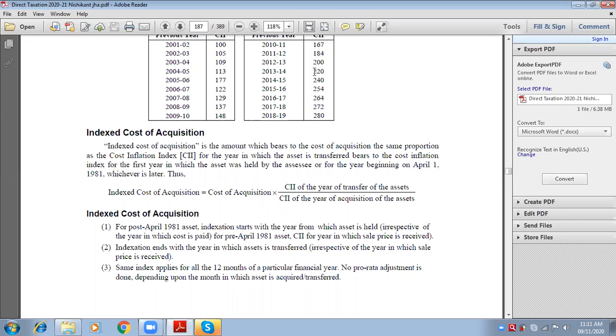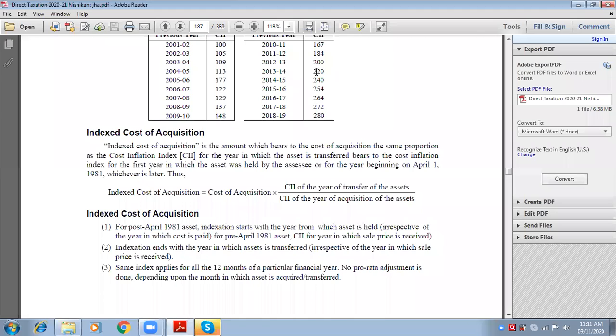220. Suppose the cost of acquisition is 5 lakhs, suppose you purchased the house property for 5 lakhs. So 5 lakhs into 280 divided by 220. This is how you will calculate your indexed cost of acquisition. Is it easy? Yes, ma'am.